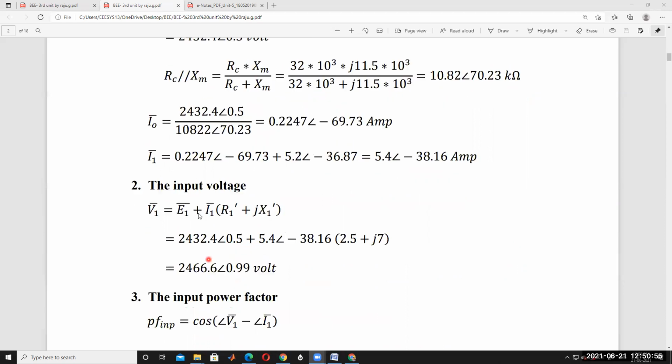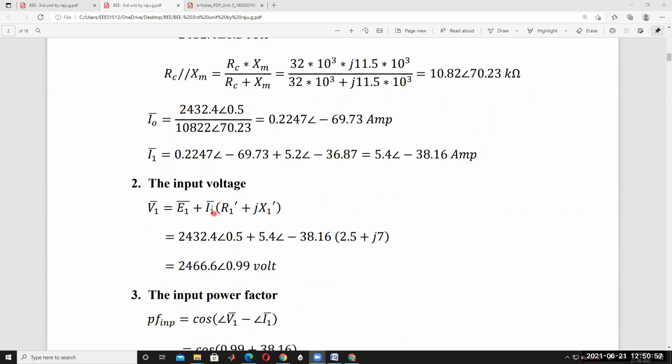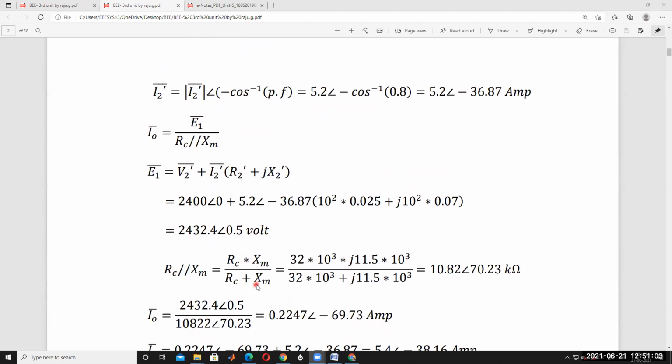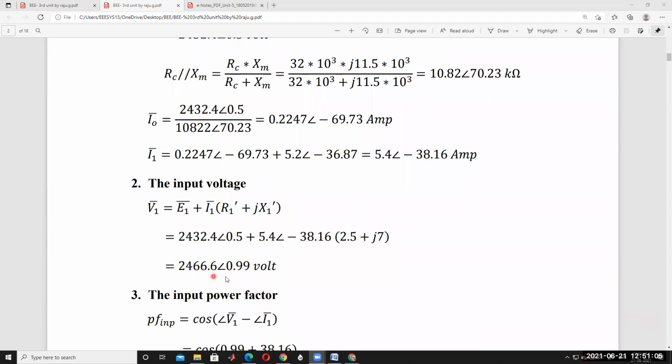Substitute E1 in this equation. I1 you know well. Here R1 plus jX1 are called the primary side parameters. Substitute and you will get this type of result. By using a calculator, solve this result. You know well how to convert polar to rectangular and rectangular to polar by using a calculator.